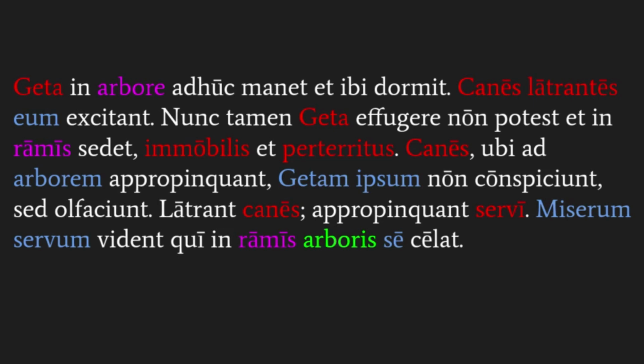Nunc tamen geta effugere non potest, et in rami sedet, immobilis et perterritus. So now, however, nunc tamen, Geta non potest effugere, he's not able to flee, right? He's up in a tree. The dogs just came into the woods. They found him. He has nowhere to go, right? So he can't leave. And sedet, he sits, I guess he sits is the best way to do this. He sits in ramis, in the branches, right? Immobilis et perterritus. Immobilis, motionless, and perterritus, frightened.